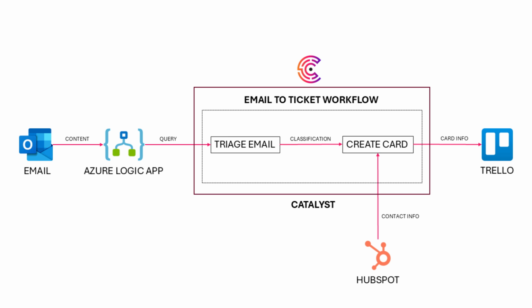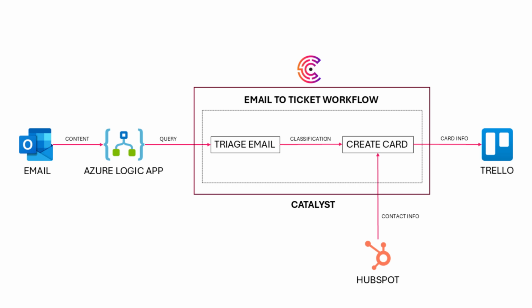When an email arrives in our inbox, the Logic app will send its content to a workflow that I've built in Catalyst. This workflow consists of two agents. The first agent, Triage Email, classifies the email as a customer enquiry, internal communication, or support request. It also generates a summary of the action needed.